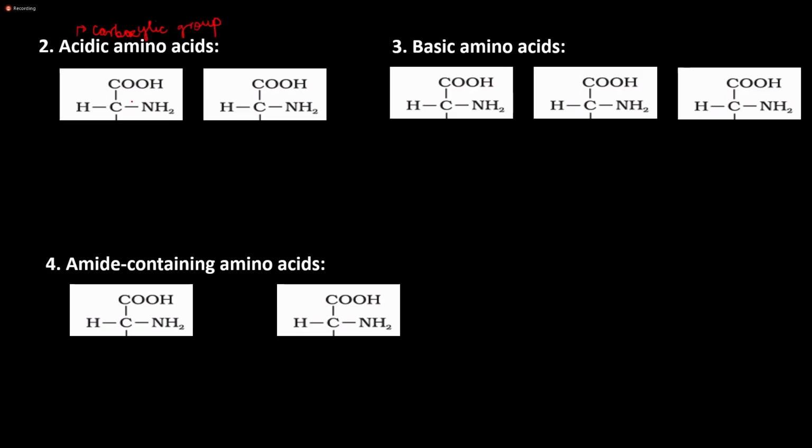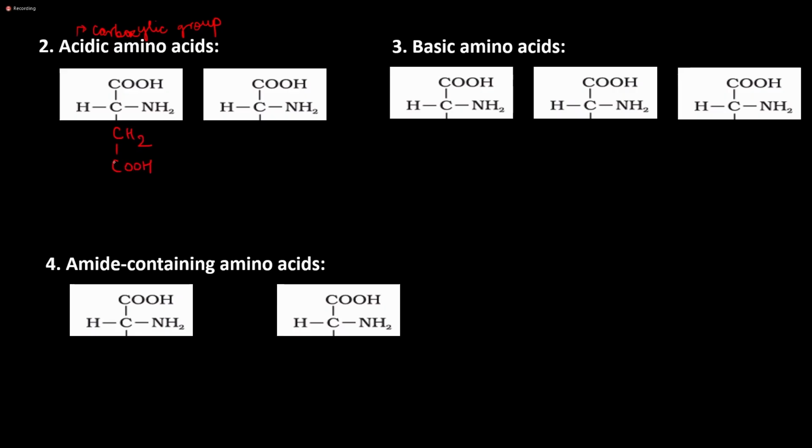Now you can say that all amino acids have a carboxylic group, right? But along with the main carboxylic group that is present on the backbone, on the alpha carbon, these acidic amino acids have an additional carboxylic group. There are two acidic amino acids. The first one is called aspartate, and the structure of aspartate is this.